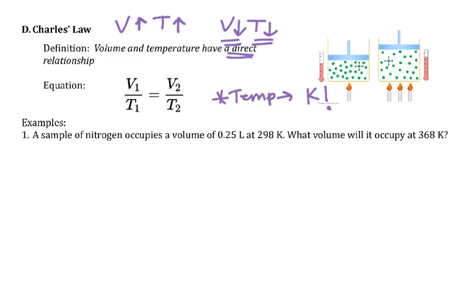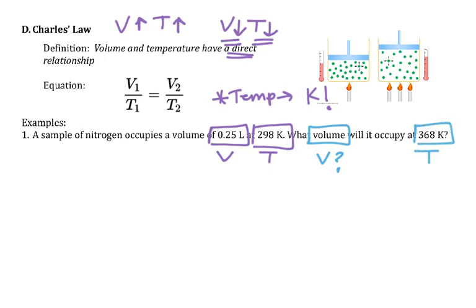A sample of nitrogen occupies a volume of 0.25 liters. This is in liters, so that's a volume. At 298 K, that's a temperature. What volume will it occupy at 368 K? So looking at my units, on volume they are liters, and on temperature they are Kelvin. These ones are already in Kelvin for us, so we don't have to do that conversion, but that's an indicator that those are temperatures.